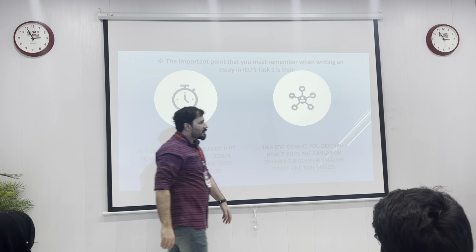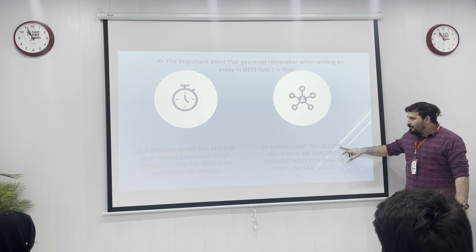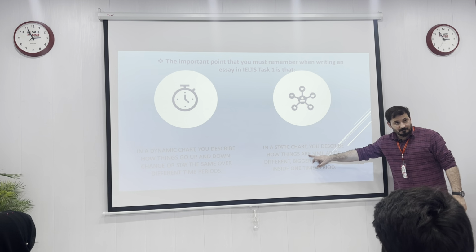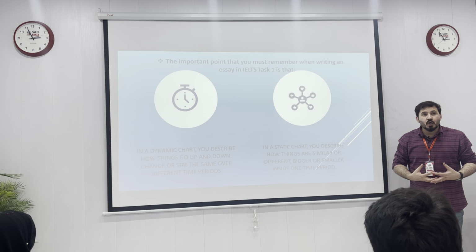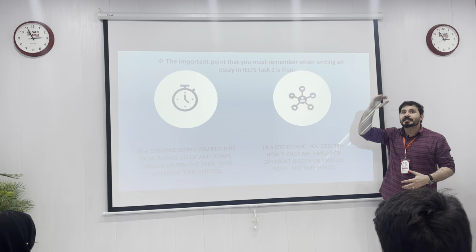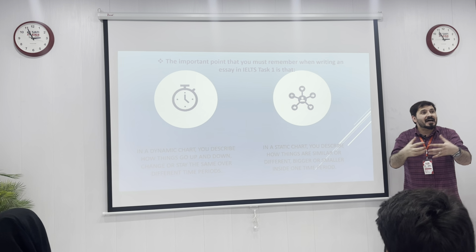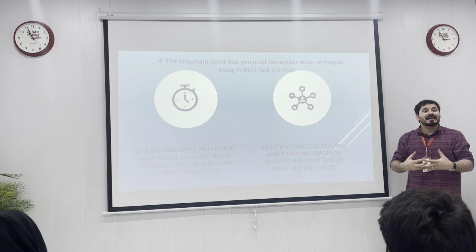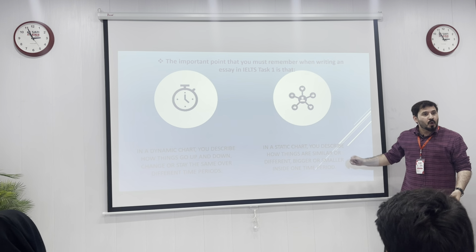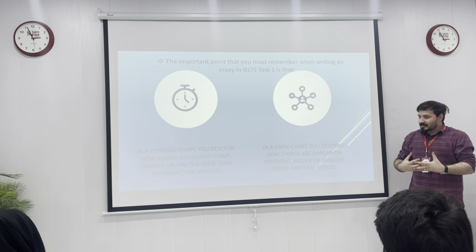But now when you come to a static graph, you describe how things are similar. We do not talk about how it increased or decreased, but in fact we talk about what? How things are similar to each other. Yes, we do comparisons. Excellent. In a static one we do only comparisons. Excellent.